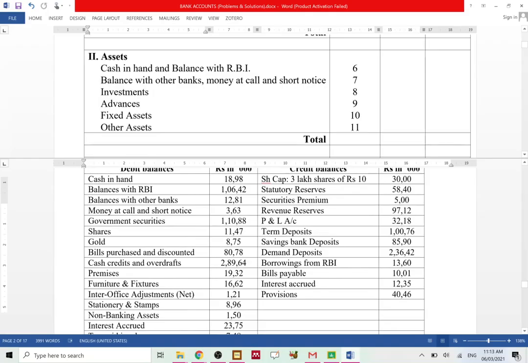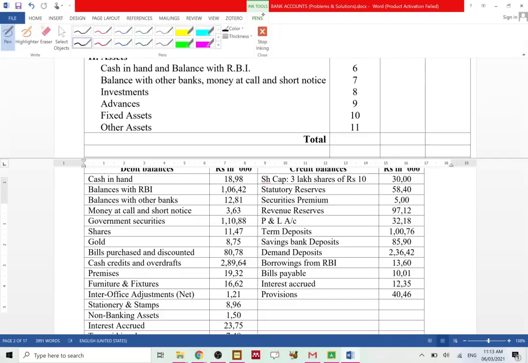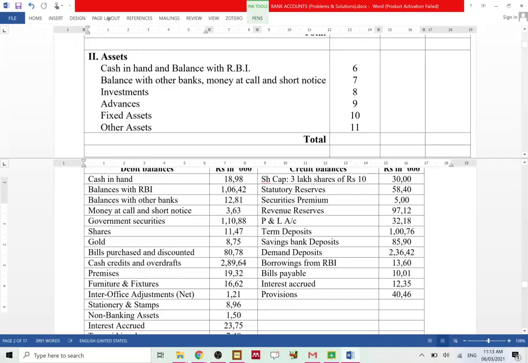Okay, let's start. Under debit balances, the first thing you have is cash in hand. Can you tell me which schedule? 6. Okay, cash in hand, schedule 6. I'd like the others also to attempt this, please. Then next is balances with RBI. This will be again schedule 6.